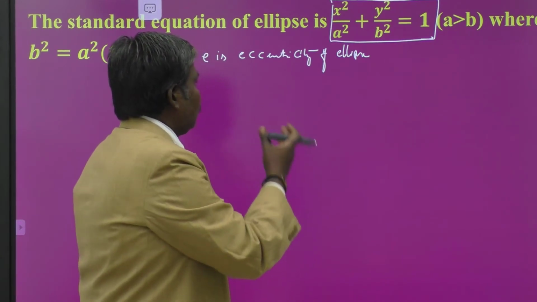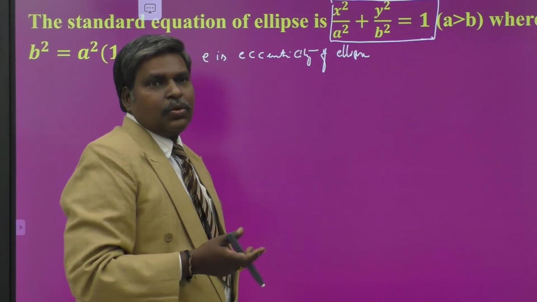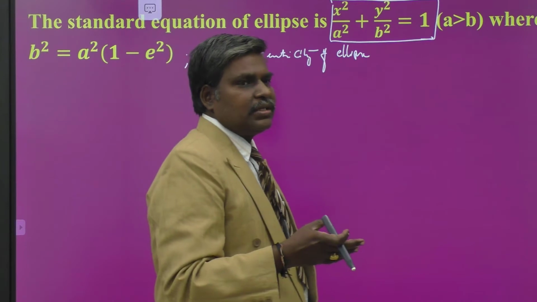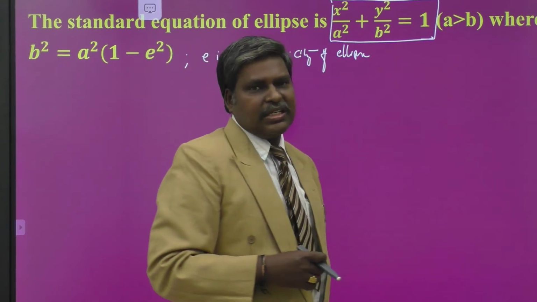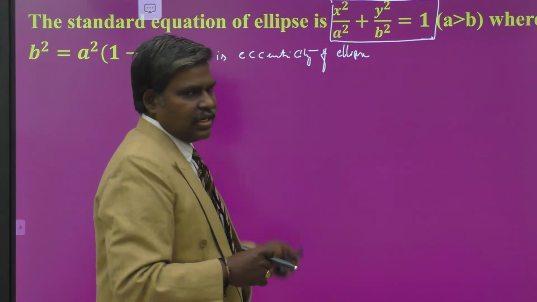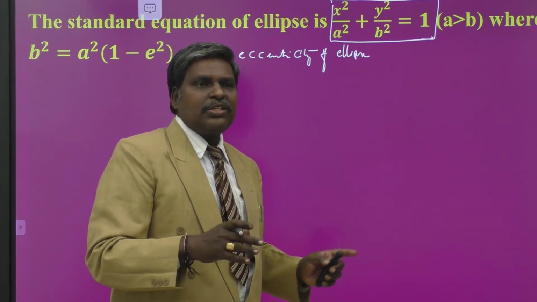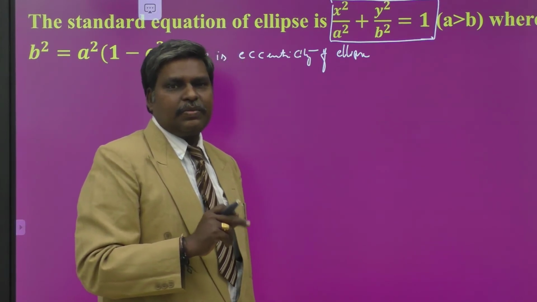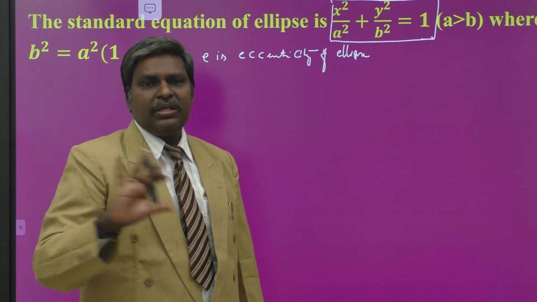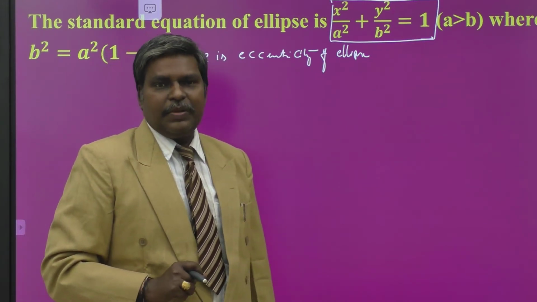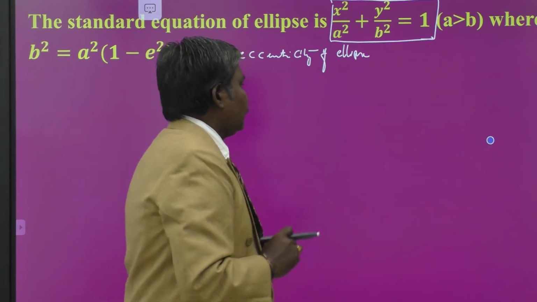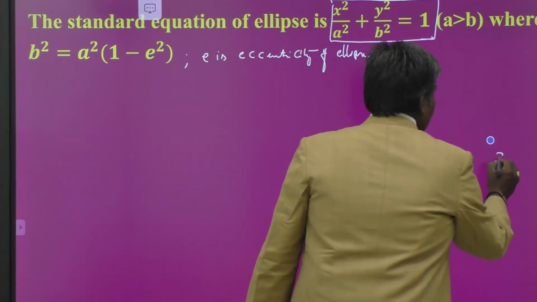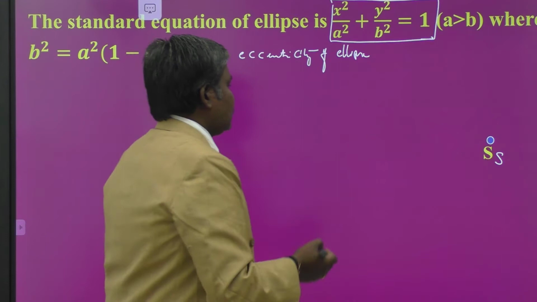To derive any standard form, we need focus and directrix. Once you have the focus and directrix, you need eccentricity also, which is given to you. e is the eccentricity of this ellipse. Once you know the focus, directrix and eccentricity, we use the one concept, SP by PM equals e. Then only we obtain the equation of ellipse. So, this is my fixed point called focus. Let S be the focus and L be the directrix. This is S.